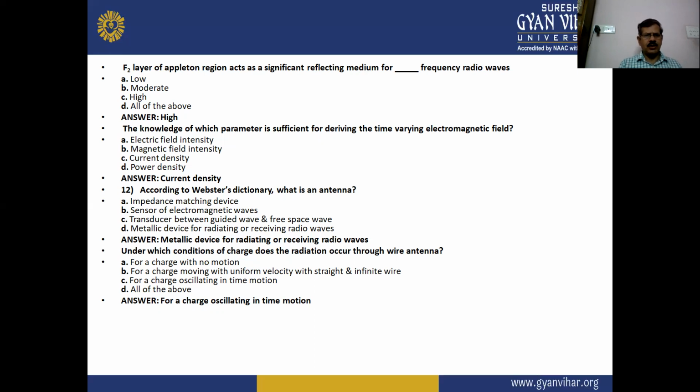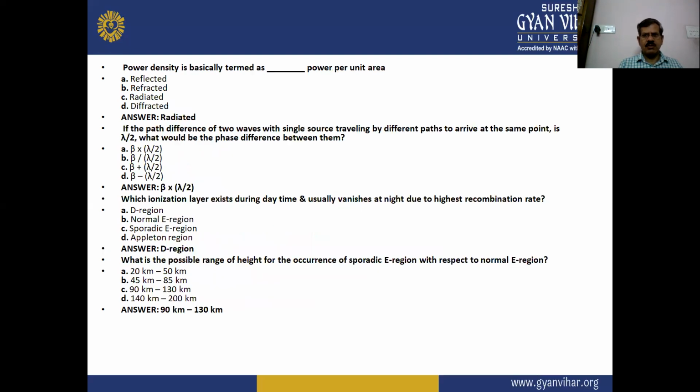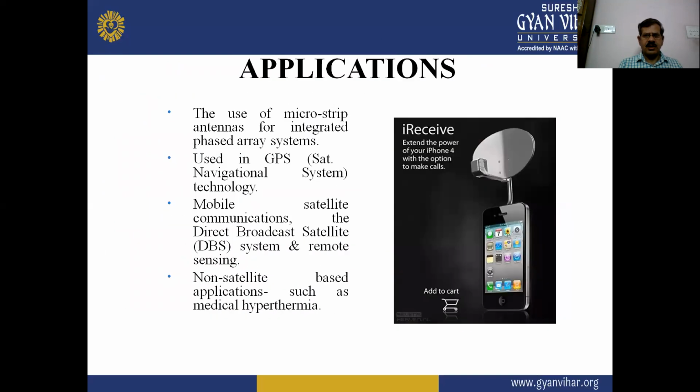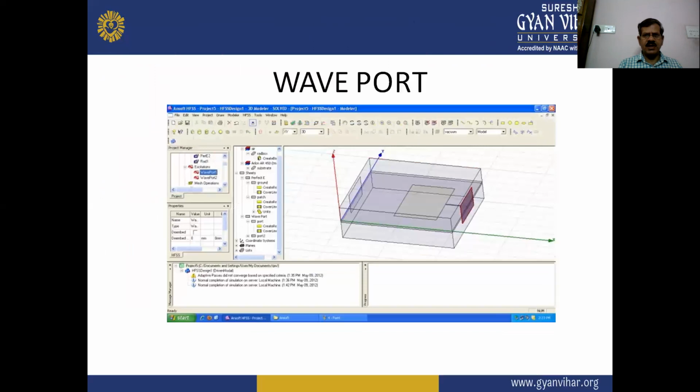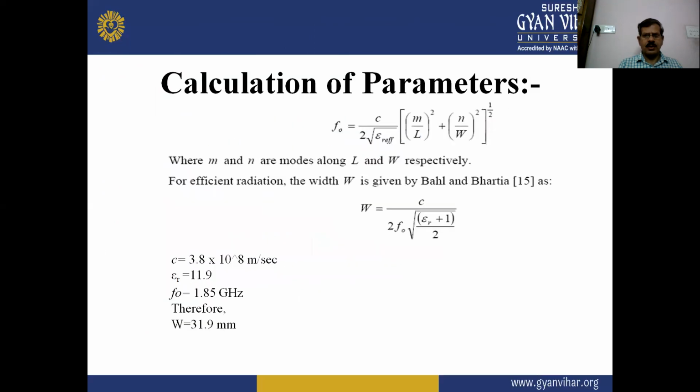In the next question, according to the Webster dictionary, what is an antenna? Option A, impedance matching device. Option B, sensor of electromagnetic waves. Option C, transducer between guided wave and free space wave. Option D, metallic device for radiating and receiving radio waves. We have already discussed the definition of antenna in this topic.